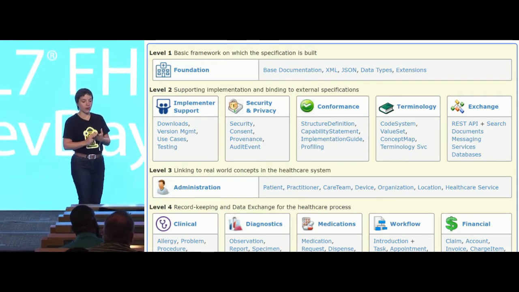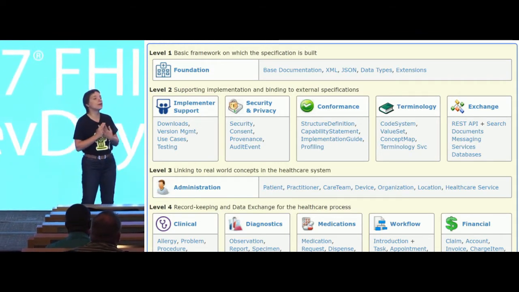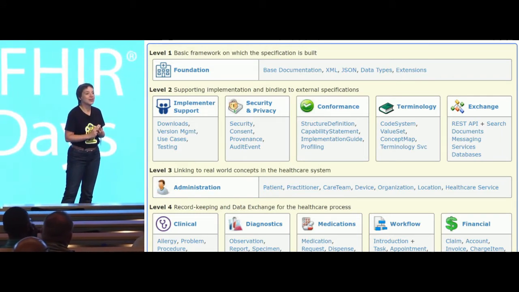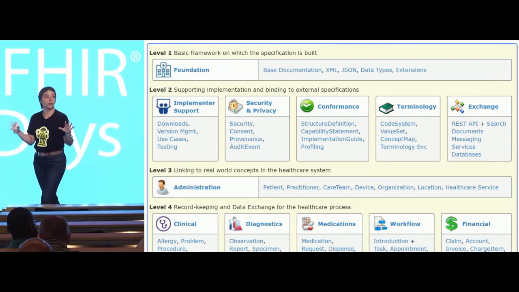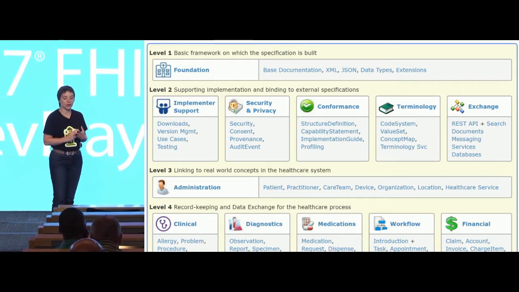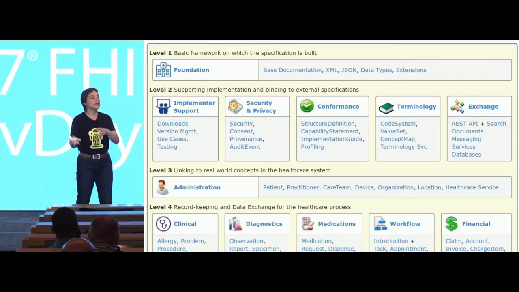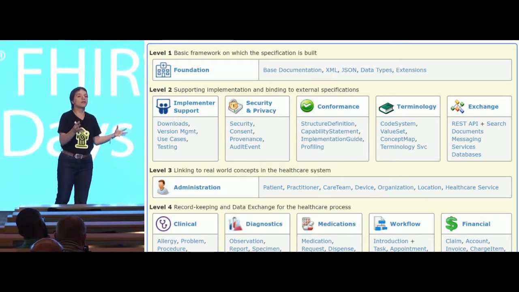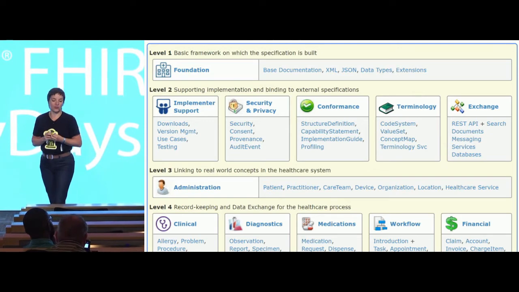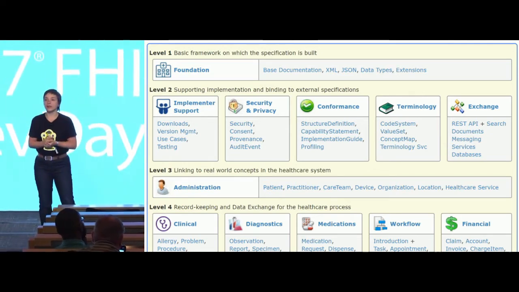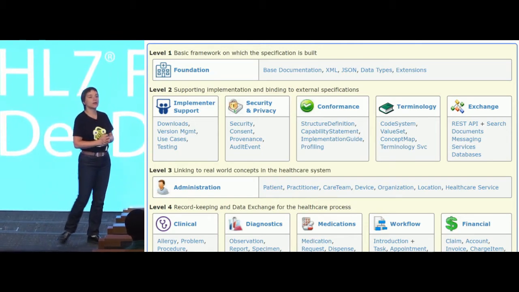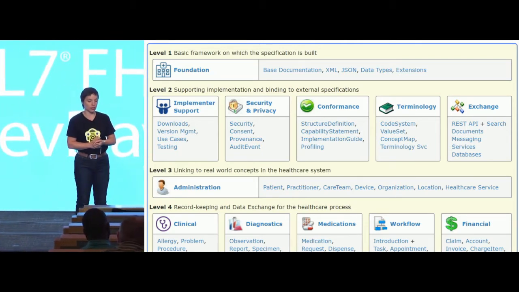And then we have the conformance and terminology part, and that's basically the part that is giving you the tools that you need to write instruction guides. Instruction guides are really a very important part of the FHIR specification. It's building the guides that tell other people how to build something, how to put together these different bricks and build something specific. Then we have the exchange part that's telling you how you can move around these resources from one system to another.